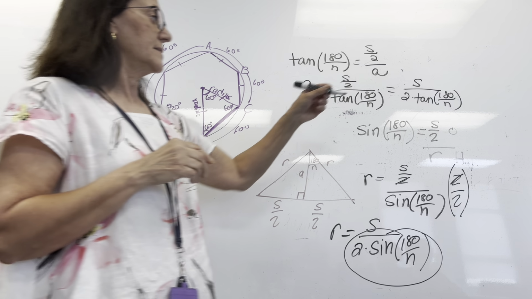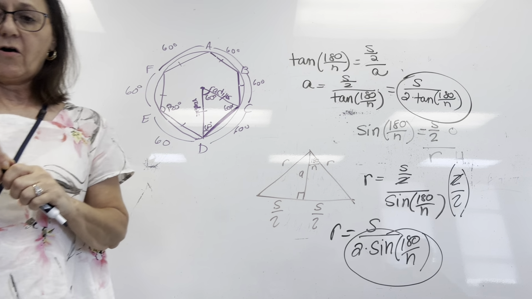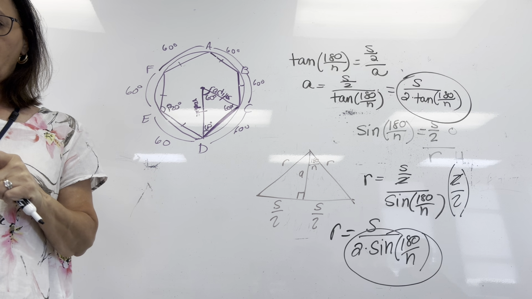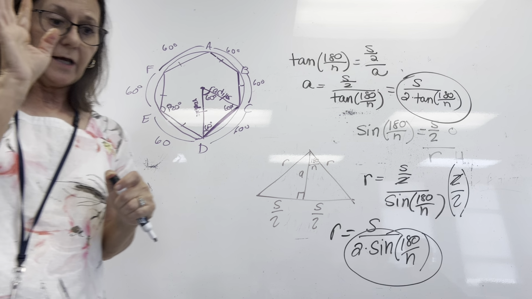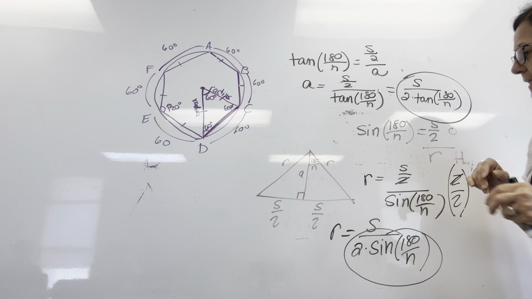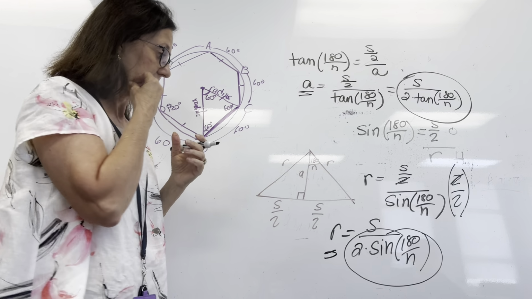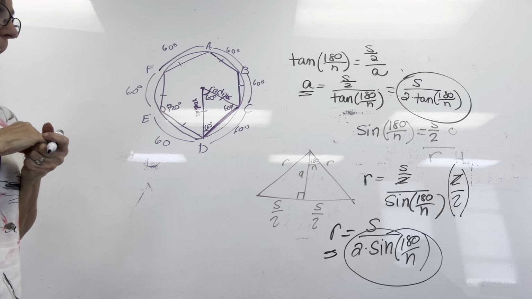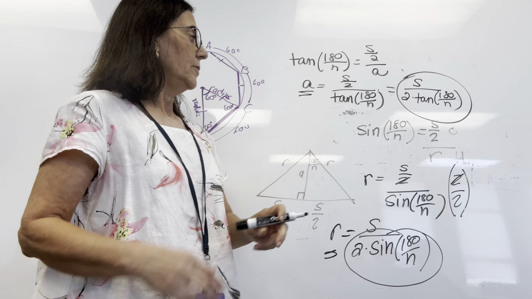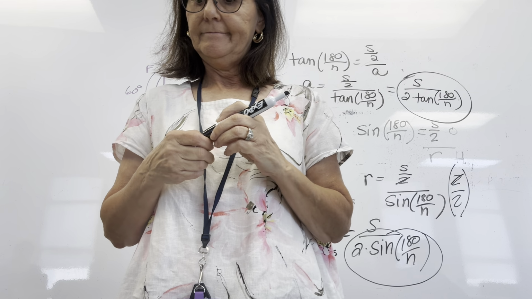This really gives us, we could actually use this to solve for the perimeter, but we're not going to do that. The area can be used by the perimeter, but this is the apothem. That's the two important ones, the apothem and the radius. So for the radius, we use the sine. For the apothem, we use the tangent. All right?